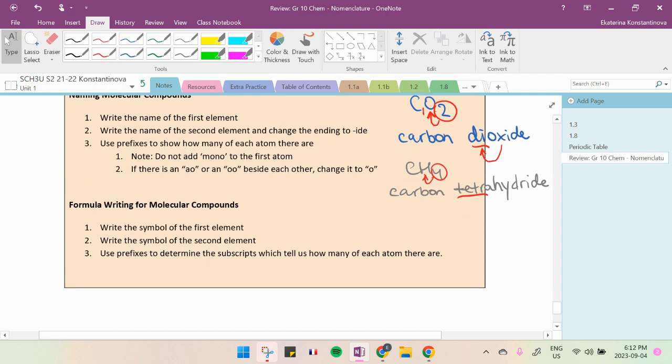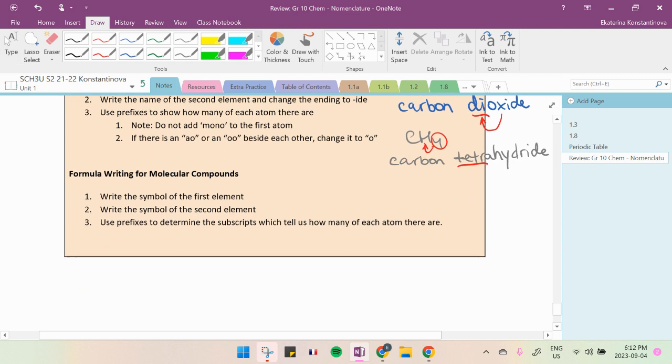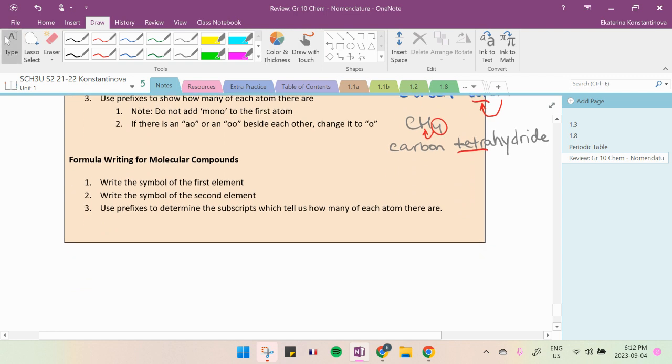Now, for writing your formula, write the symbol of the first element first, write the symbol of the second element, and use prefixes to determine the subscripts, which tell us how many of each atom there are. Okay? So, again, there's no such thing as crisscrossing in molecular compounds. So, it is only for ionic compounds.